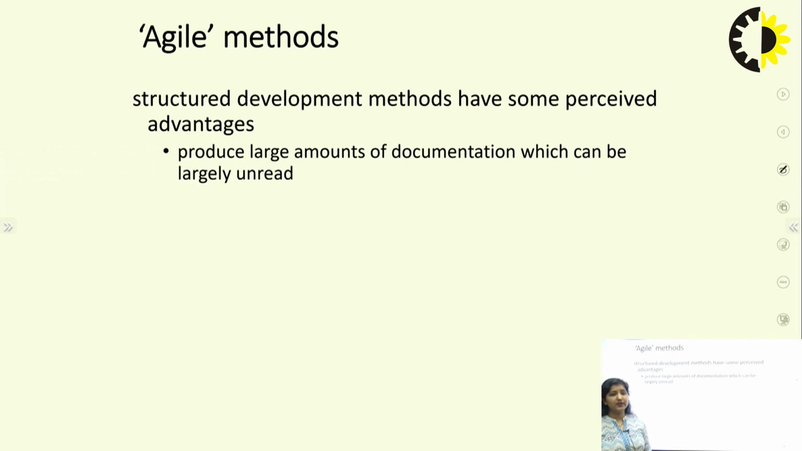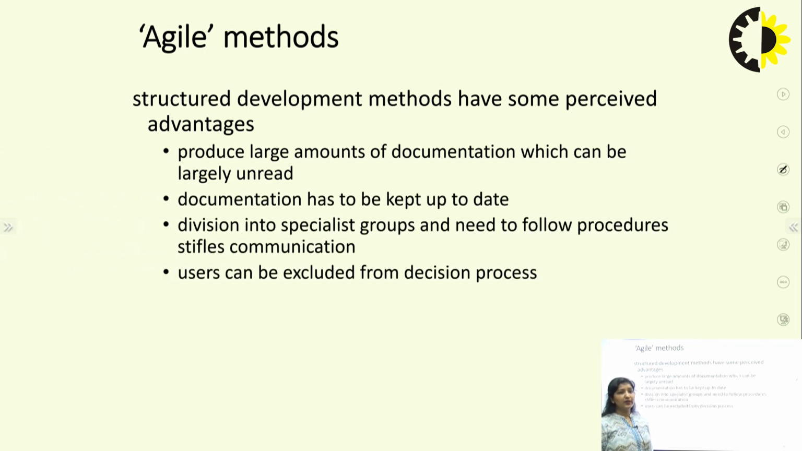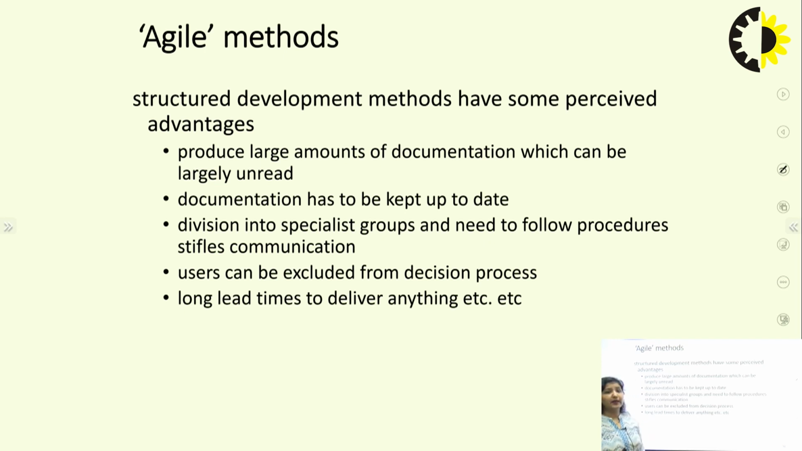Next are the agile methods. So what is an agile method? They are structured development methods and they have some perceived advantages on their own. Like they produce a large amount of documentation which can be largely unread. Documentation has to be kept up to date since maintenance plays an important role, so if the documentation is not proper, maintenance will be an issue. There is division into specialist groups and the need to follow procedure files in communication. Users can be excluded from the design decision process, and it takes a long time to deliver anything, etc. So these are the basic issues.